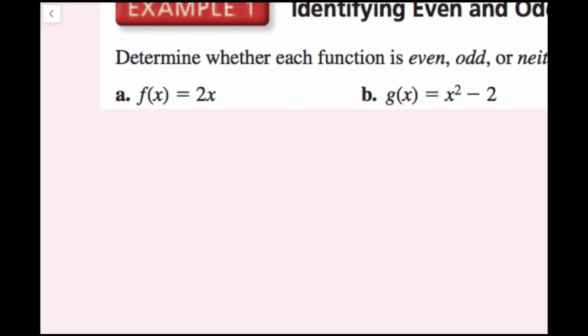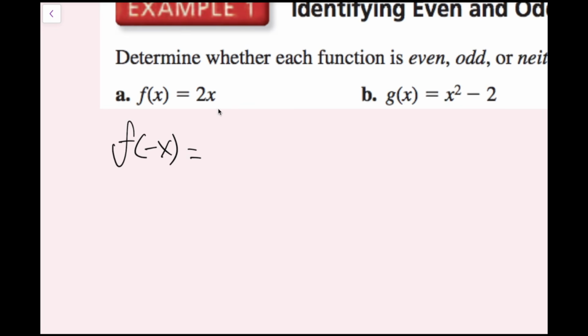Well, what we're going to want to do is plug in negative x here instead of x. So I'm going to write f of negative x, and then we're going to see if it equals f of x or the opposite of f of x. If it equals f of x, then it's going to be an even function. If it equals negative quantity f of x, then it's going to be an odd function. And if it doesn't equal either of them, then it's going to be neither.